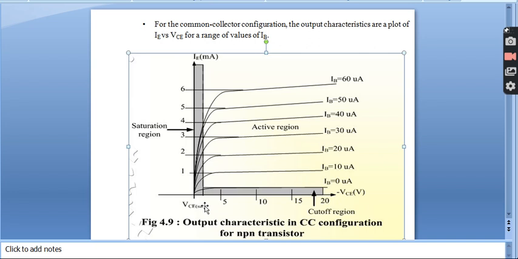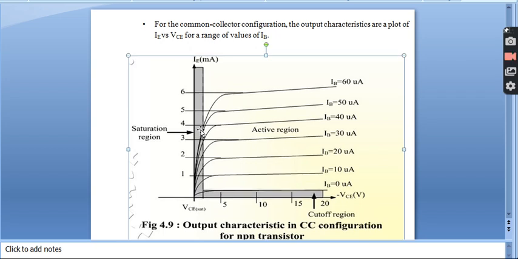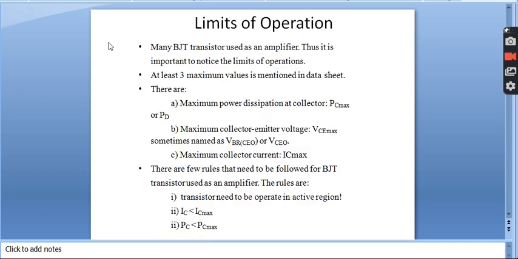Next, the left of VCE saturation will be the saturation region. Based on the changes in IB, it will maintain a constant current, that is equal to IE. Where it will maintain the constant current, that region will be called the active region. These are the output characteristics of CC configuration.